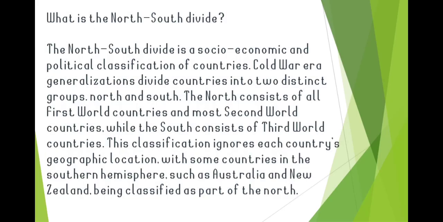What is the North and South divide? The North and South divide is a socio-economic and political classification of countries. This Cold War era generalization divides countries into two distinct groups, the North and the South. The North consists of all first world countries and most second world countries, while the South consists of the third world countries. This classification ignores each country's geographic location, with some countries in the southern hemisphere, such as Australia and New Zealand, being classified as part of the North.